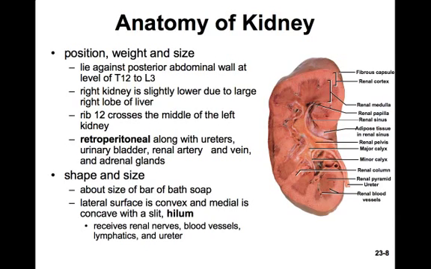The kidney is retroperitoneal. That means it's behind the peritoneal lining, along with its ureters, the urinary bladder, the renal artery and vein, and the adrenal glands. It's about the size of a bar of bath soap, and its lateral surface is convex. The medial is concave. It has a slit in it that's called the hilum. The hilum receives the renal nerves, the blood vessels, the lymphatics, and the ureter.